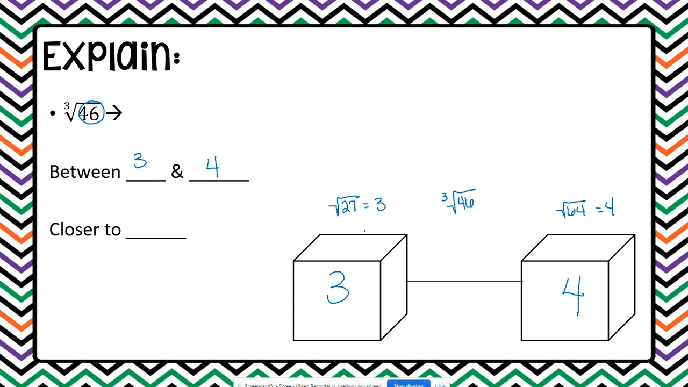Now, which one is it closest to? Well, I have to figure out how far 46 is away from each of those. When I think about 46 to 27, well, 46 is 19 spaces away from 27. And when I figure out 64 minus 46, they are 18 away. So that means really the cube root of 46 looks like it's pretty close to the middle of 3 and 4, but it is a little bit closer to 4.